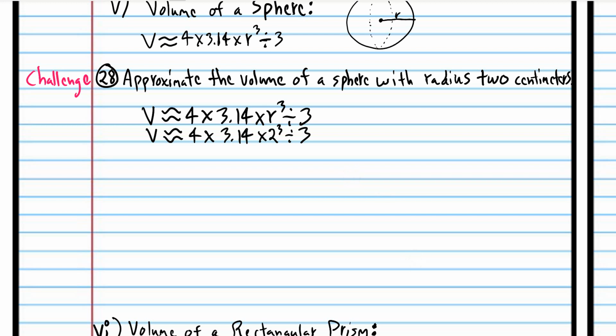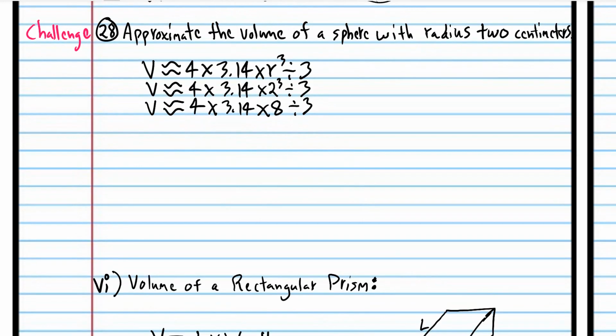And now we perform the order of operations. Order of operations tells us to do the exponents first. 2 to the 3rd power is 8. And now we have multiplication and division. Whenever we have multiplication and division, we always perform the operation farthest to the left first. So that's 4 times 3.14.